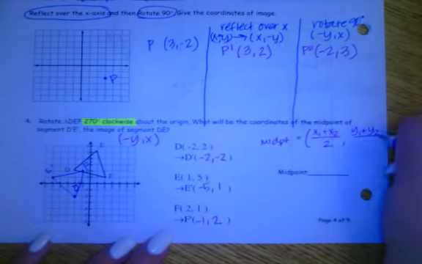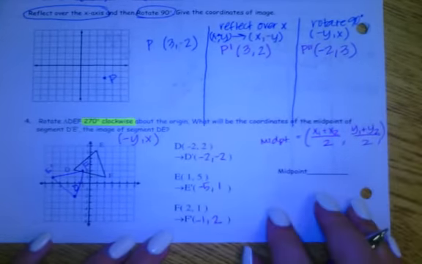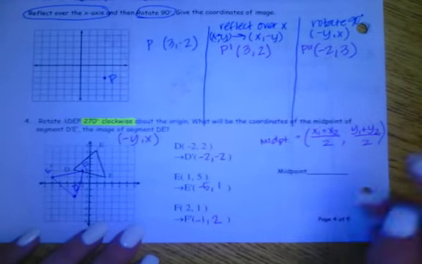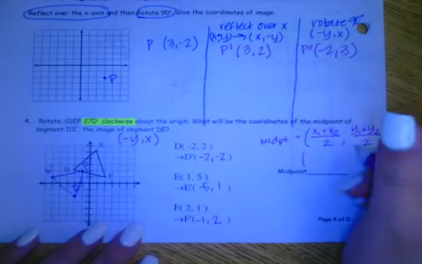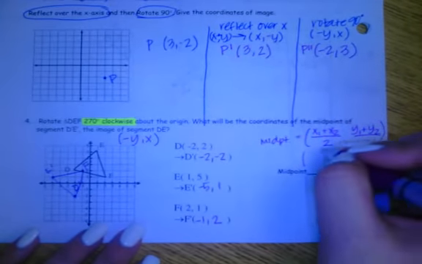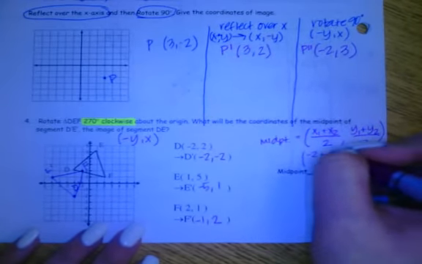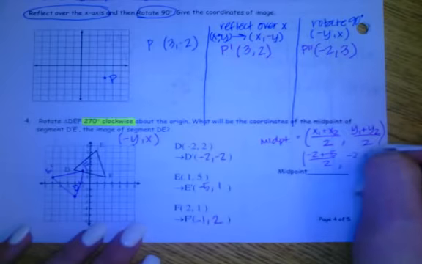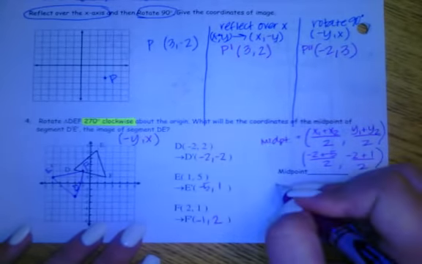So we're looking at D and E. So what are my x values for D prime and E prime? Negative 2 plus negative 5 over 2. And what about the y values? Negative 2 plus 1 over 2. When you simplify those, what do you get as your midpoint? You can leave it in fraction if you want.